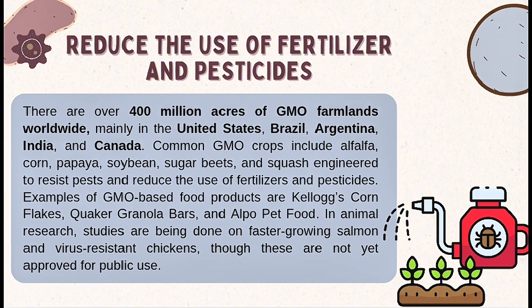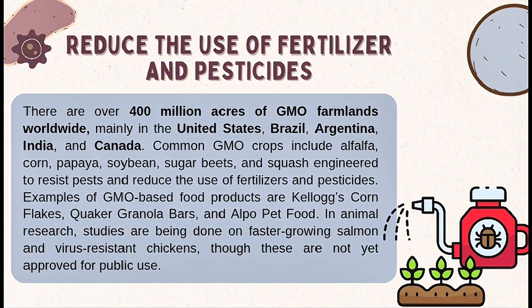I'm going to be tackling the benefits of GMOs in reducing the use of fertilizers and pesticides. This passage explains how genetically modified organisms, or GMOs, help reduce the use of fertilizers and pesticides in agriculture. GMO crops are designed to resist pests and diseases, which means farmers don't need to use as many chemicals to protect their plants. This helps lower production costs and lessen environmental damage.